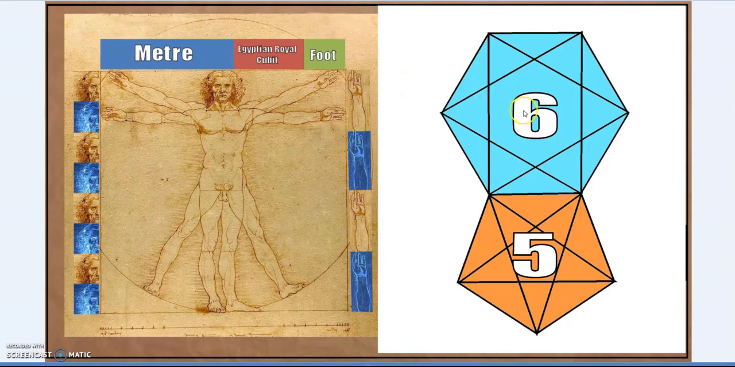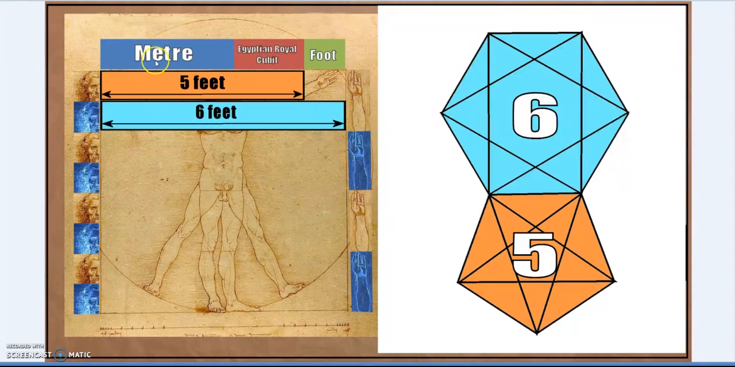Which brings us to the 6/5 ratio, this very important geometric ratio. A meter plus an Egyptian royal cubit equals 5 feet within 2 human hairs. Meter plus the Egyptian royal cubit plus the foot equals 6 feet within 3 human hairs, which is, again, unless you're working in a modern laboratory with quite high-powered microscopes, that level of precision is extraordinary.